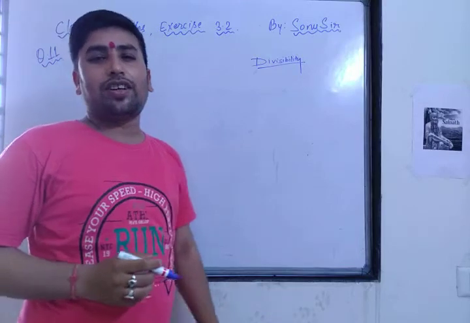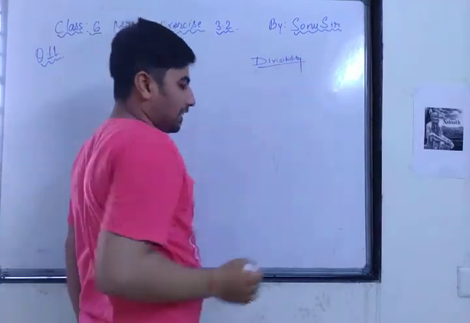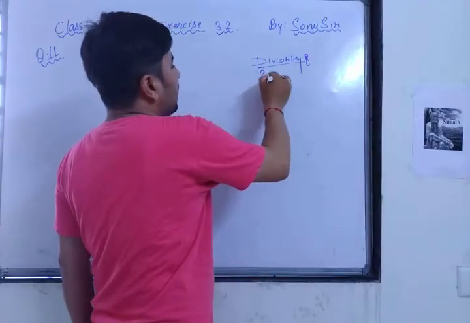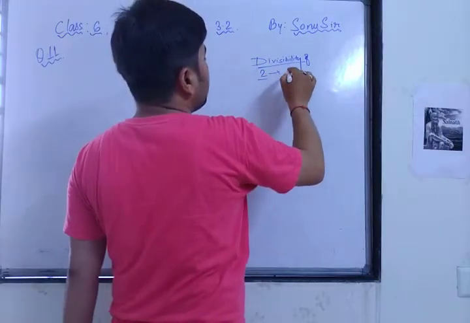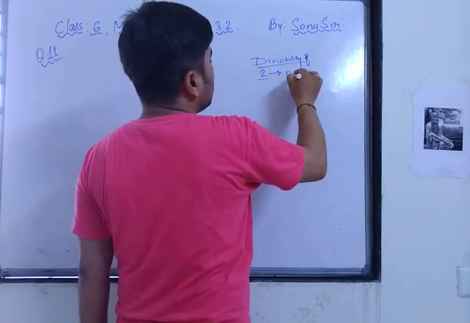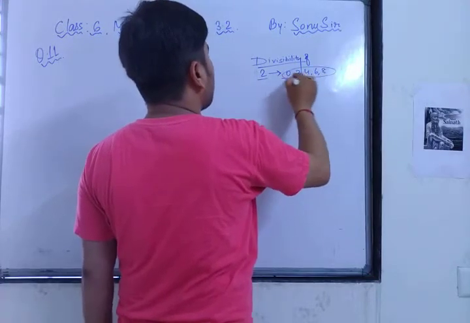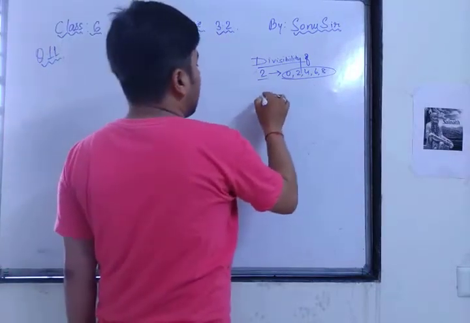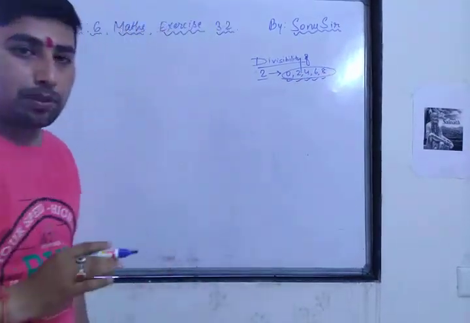The ability of division is called divisibility. Divisibility of 2: if anybody asks you what the divisibility of 2 is, you simply describe it as a number which has 0, 2, 4, 6, 8 at its unit place, meaning an even number. When any number has an even number on its unit place, that number is divisible by 2.